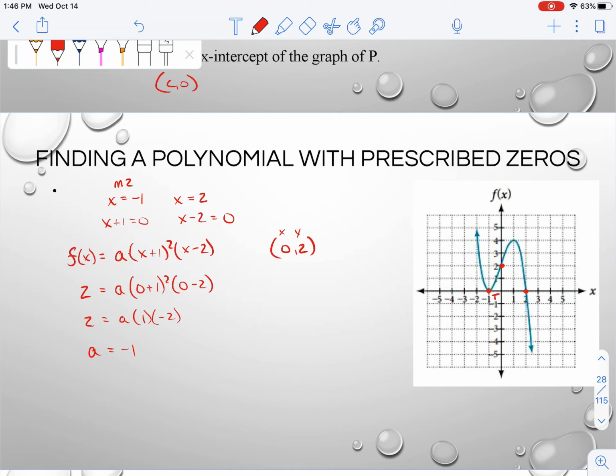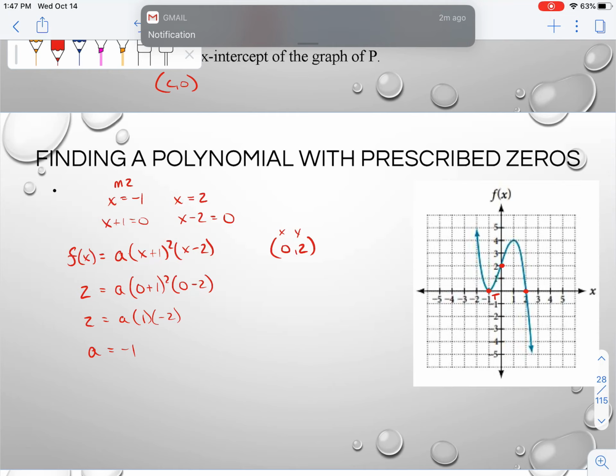So not only can I write the product of factors, now with another point, whether it's a y-intercept or any point on the graph, I can go back in and find the a value. I would highly recommend that you do that from the factored form rather than standard form. You can do either, but factored form is probably going to make your life a lot easier because a is out in front, it's not distributed through.